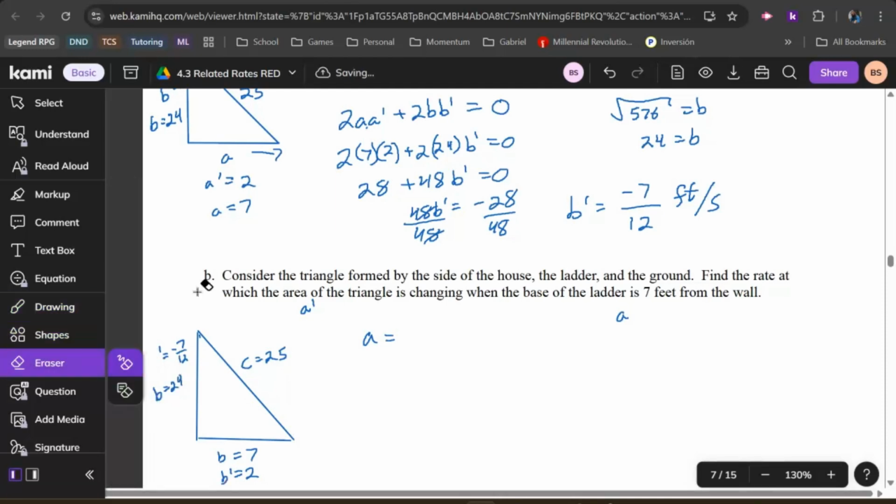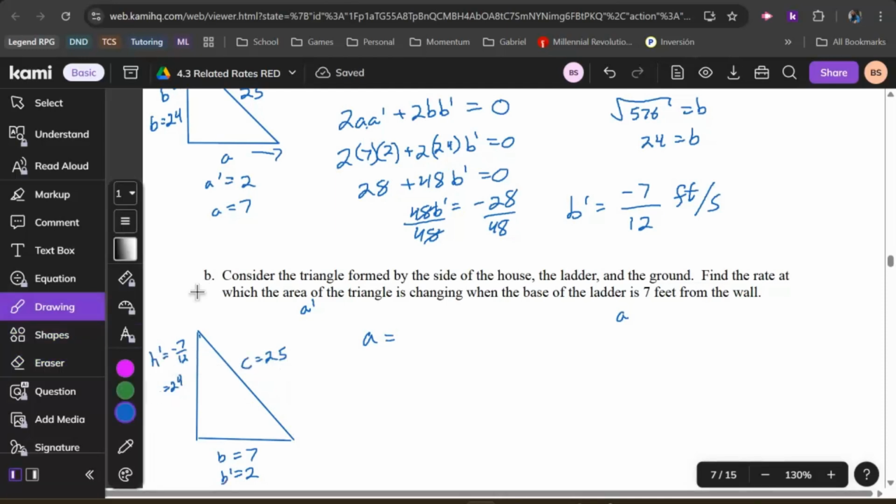And let's change B to being H for the height, because we're used to area being equal to 1/2 base times height. And I think that's going to make it easier for us. It doesn't matter what we call these; we can call them anything we want.